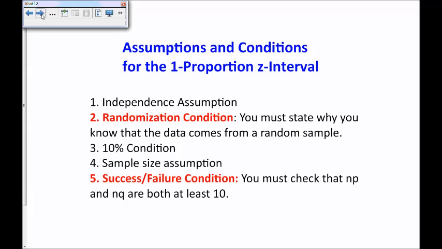You must actually calculate and plug numbers in. N, which is the sample size, times P hat, is bigger than or equal to 10. And N times Q hat is bigger than or equal to 10. Plug the numbers in, the sample size times the probability of success or failure, and make sure that that's at least 10.